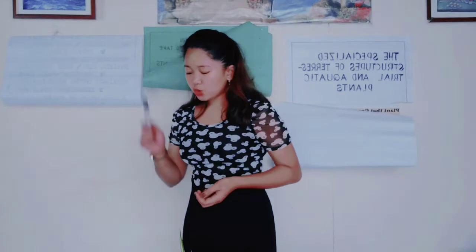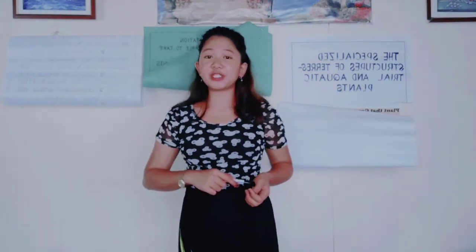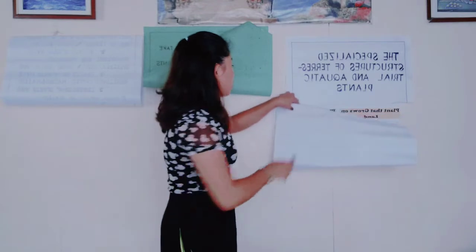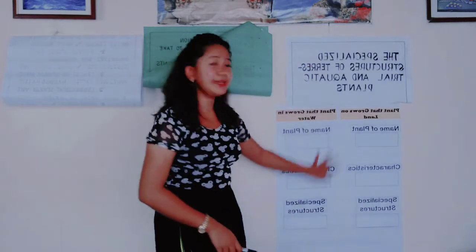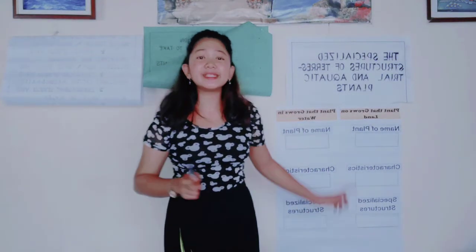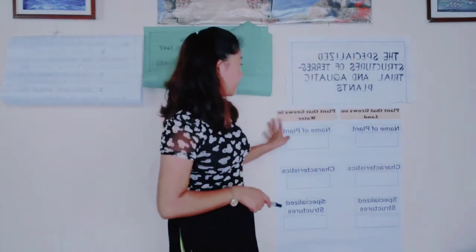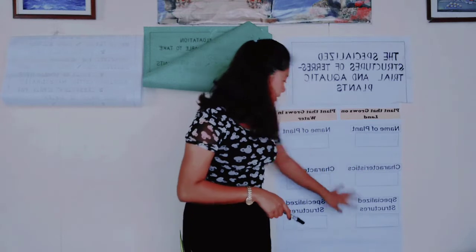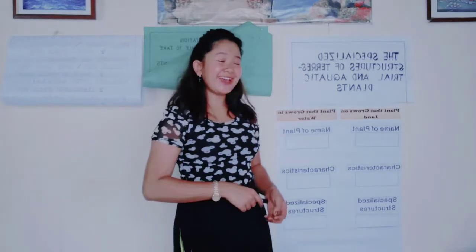I will read the direction. In your notebook, list 2 plants that you are familiar with. Follow the chart in identifying the characteristics and special structures of the plant. So, here is the chart. I will give you the chart. Here, plants that grow on land, and the other side is plants that grow on water. So, you can have the name and characteristics. You can put it here. Are you finished, children? Very good.